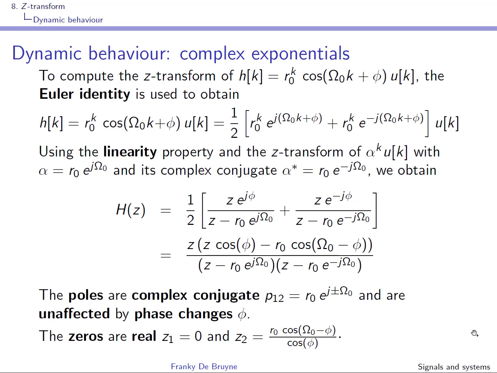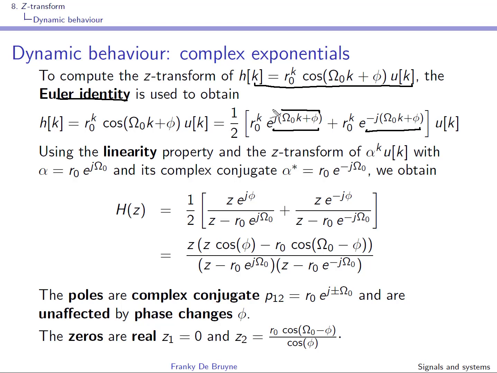What we'll do right now is look at the systems that have this type of impulse response and make the links with the poles of the transfer function. So what we need to do is compute the transfer function, so the z transform of this signal. What you can see here is that you have a cosine. So using the Euler identity, you can construct this cosine using a phasor rotating counterclockwise and another one that is rotating clockwise.